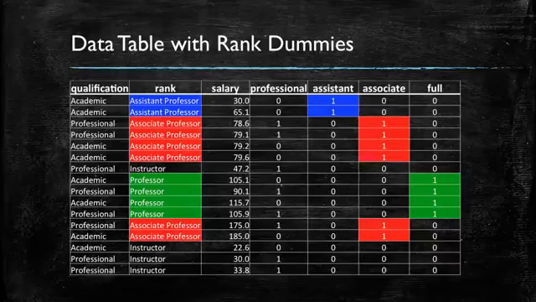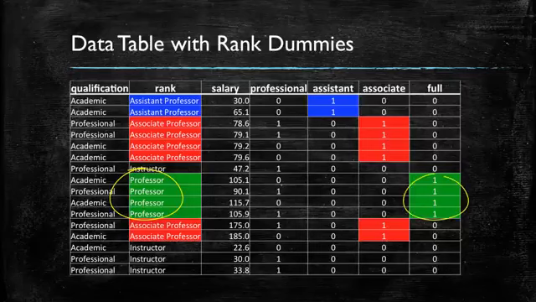And to very quickly clarify this, let's see how the dummy variables look in the data table. And we see that whenever the rank is an assistant professor, only the assistant dummy variable is turned on. When the rank is an associate professor, only the associate dummy variable is turned on. When it is an instructor, none of the 3 dummy variables are turned on. And when it is a full professor or professor, only the full dummy variable is turned on.